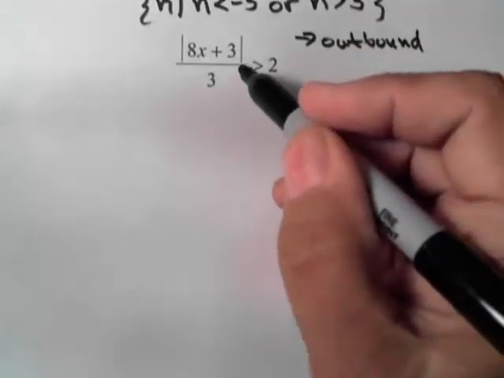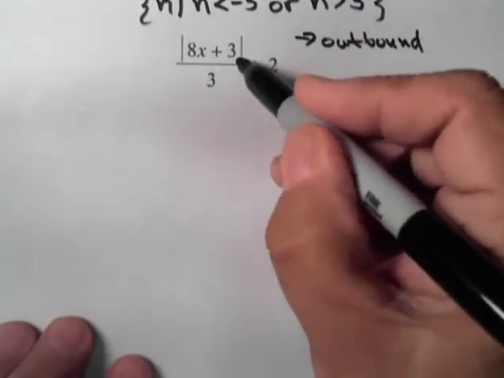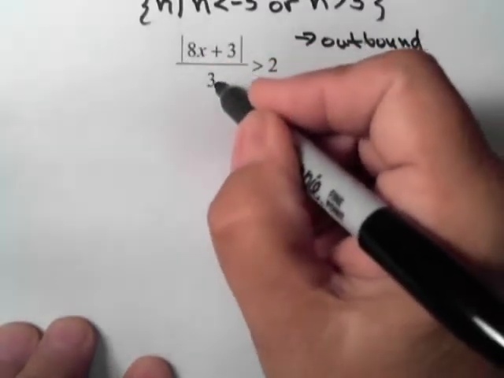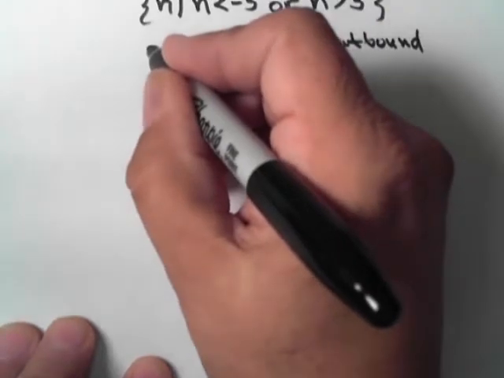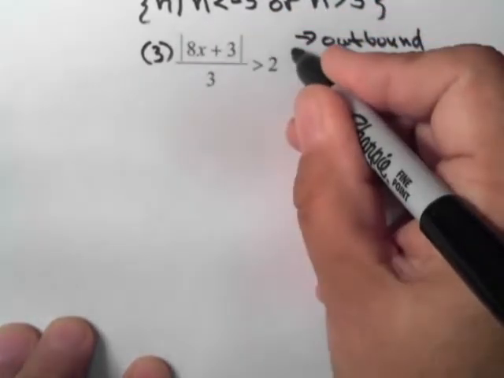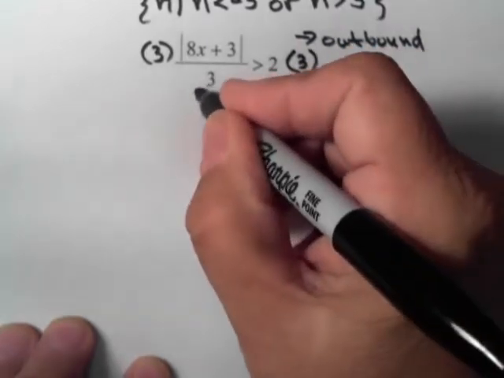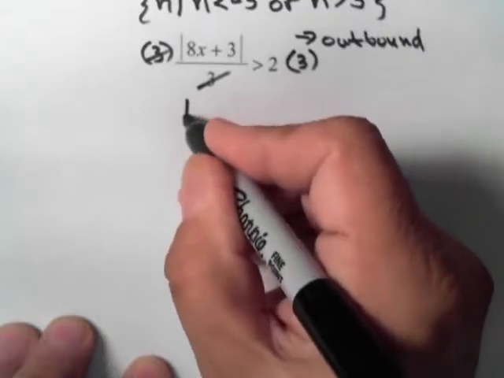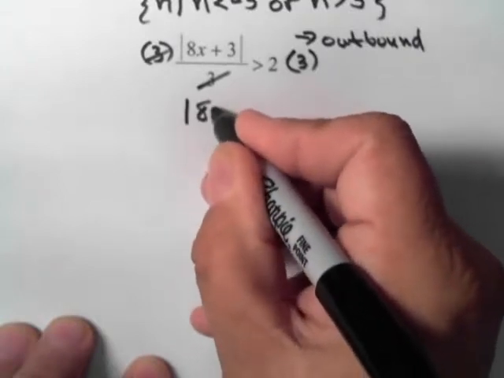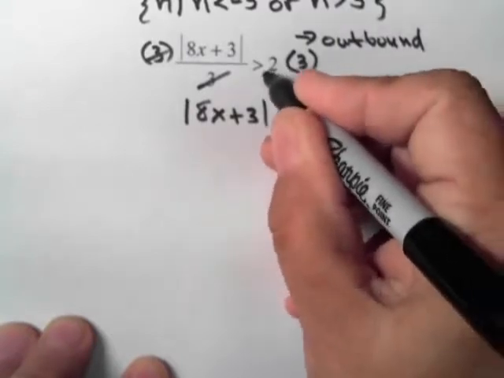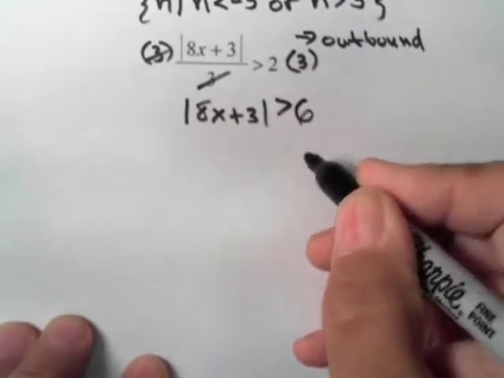Well, what we need to do is clean up and get just the absolute value all by itself here. So here's the absolute value being divided by 3. So I'm going to multiply by 3, but I have to do the same thing on the other side also. The 3's cross cancel here, so I end up with the absolute value of 8x plus 3 is greater than, well, 2 times 3 is 6.